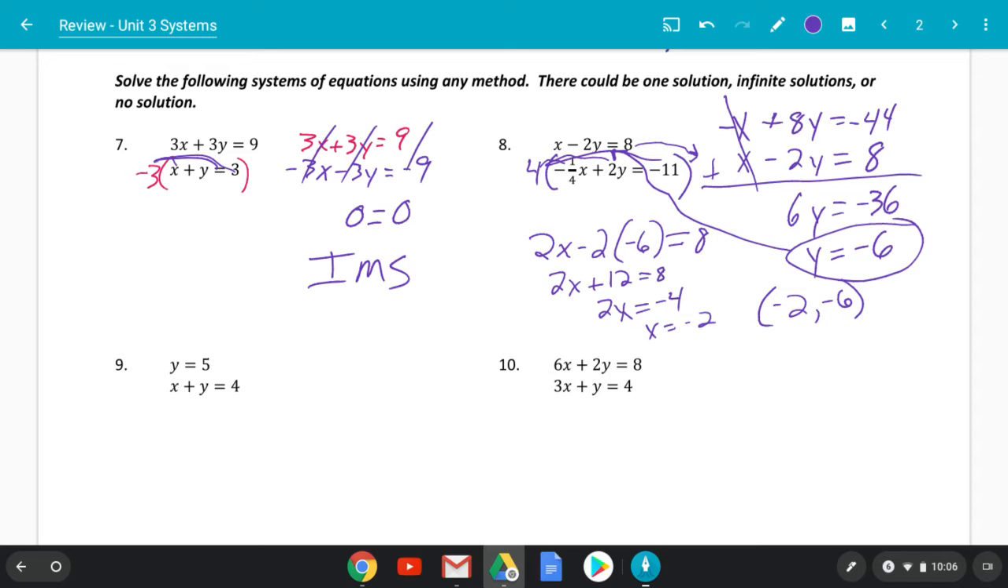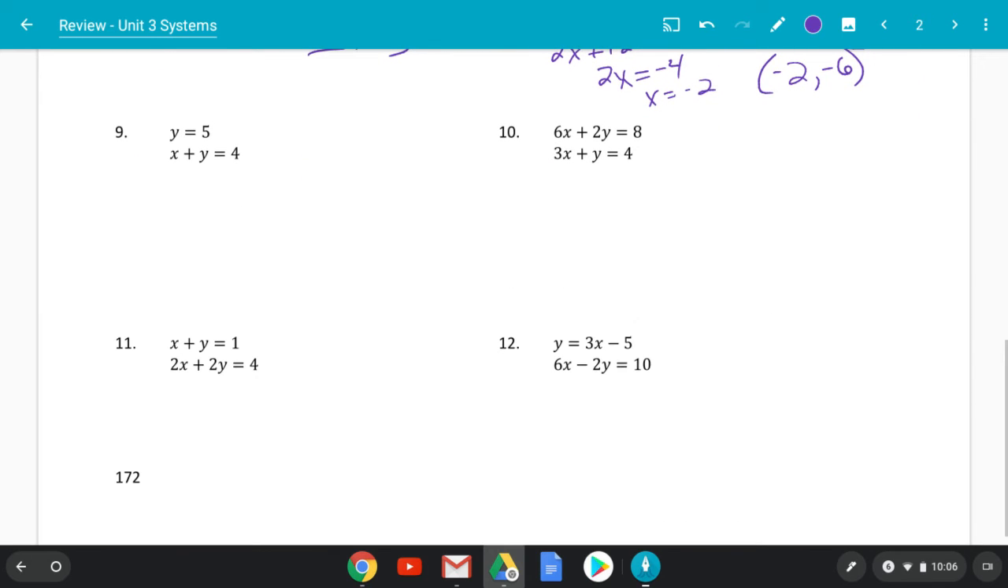Number 9. What should I use for number 9? Anybody said substitution? Genius. All I have to do is substitute that 5 into the second equation. So x plus 5, always put a parenthesis around it, equals 4. Subtract 5 from both sides, x equals -1. So my solution is -1, 5. Just Staples easy button right there.